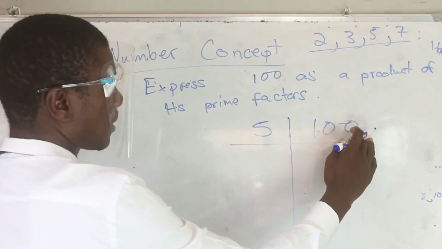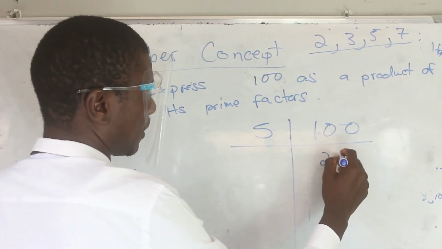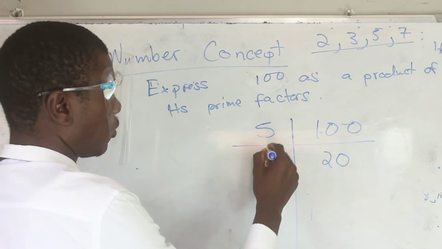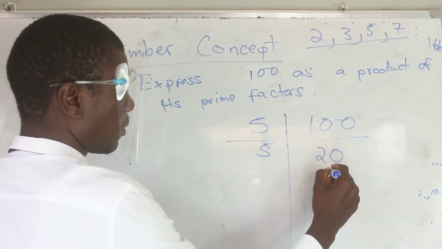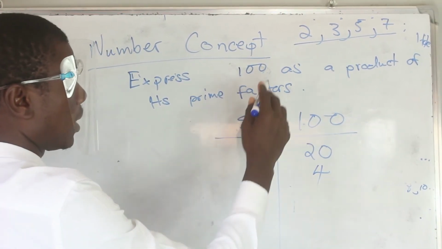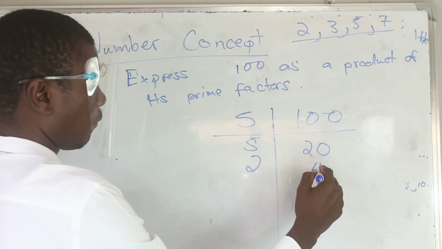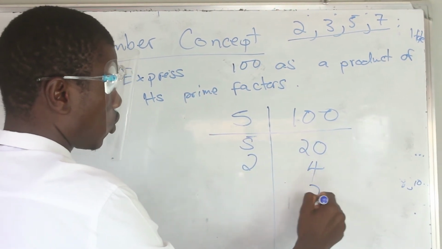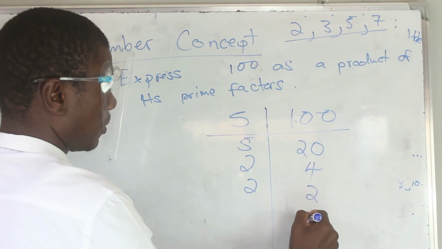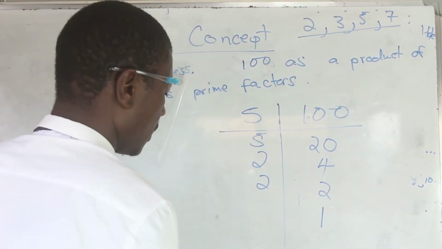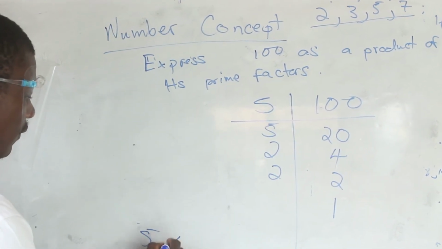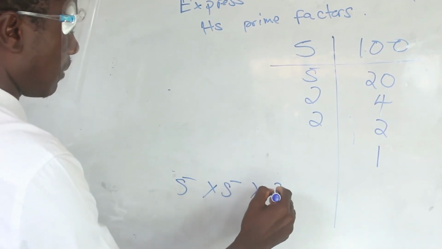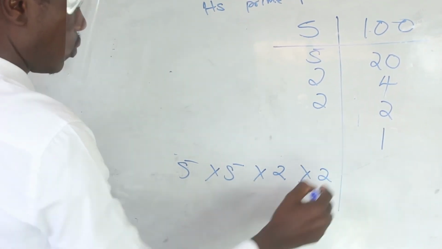5 into 100, we get 20. We can use 5 as well. 5 into 20, we get 4. We use 2 into 4, we get 2. 2 into 2, we get 1. So 5 times 5 times 2 times 2.